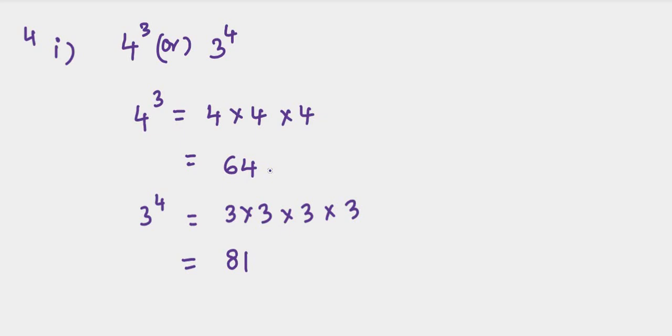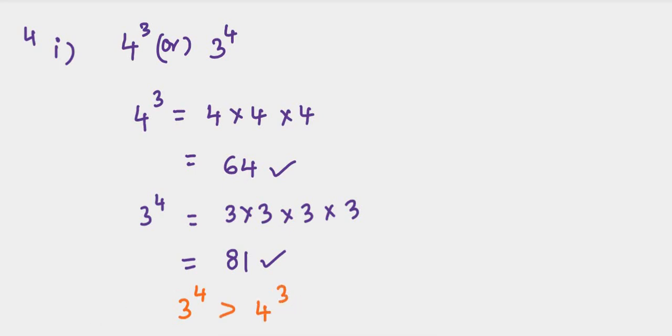Look here: the value of 4 cube is equal to 64, and the value of 3 to the power of 4 is equal to 81. In these two, which is greater? 81 is greater than 64. But don't write like that. The question is, which is the greater? So you have to express that 3 to the power of 4 is greater than 4 cube.